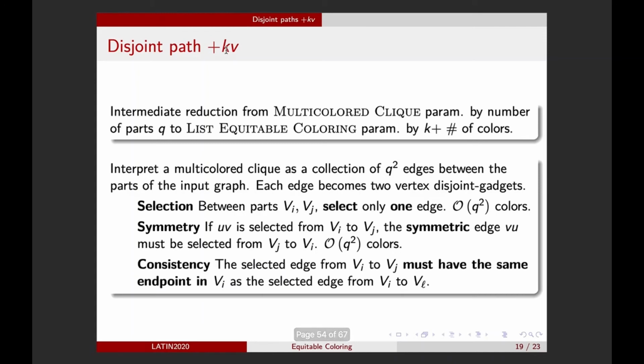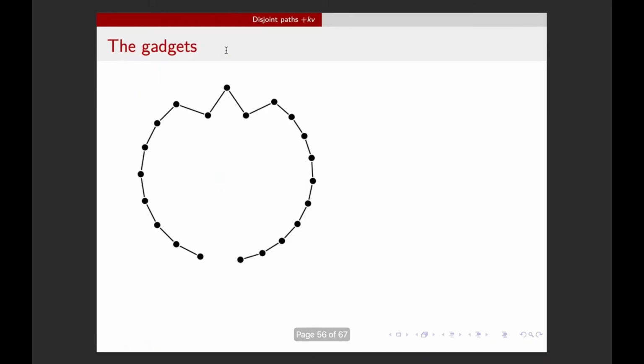And finally, we need consistency. So if I have an edge from Vi to Vj and an edge from Vi to Vl, I must enforce that they have the same endpoint in i. And to do that, we're going to need a cubic number of colors. Okay, so our gadgets are just paths. There's nothing magical about them. The magical part is on the lists and how we divide this gadget.